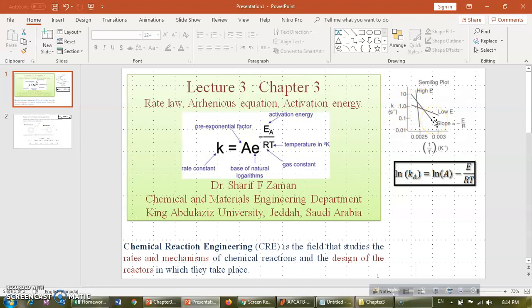So we are plotting 1 upon T on the x-axis and ln k on the y-axis, and you can see the Arrhenius equation will give us a straight line. The slope will give us the value of Ea by R, since the slope is minus Ea by R, and the intercept will give us the value of ln A. If we know this slope and intercept, we can know everything. So let us go to the problem statement.